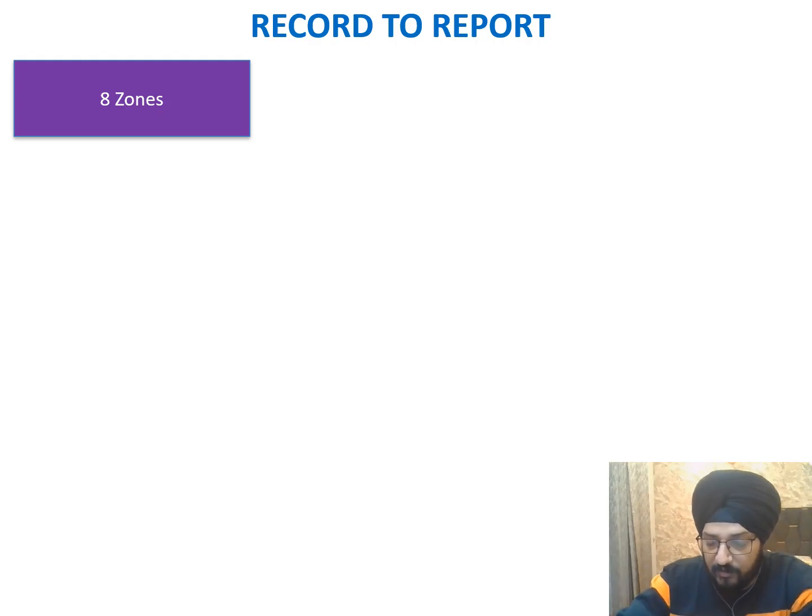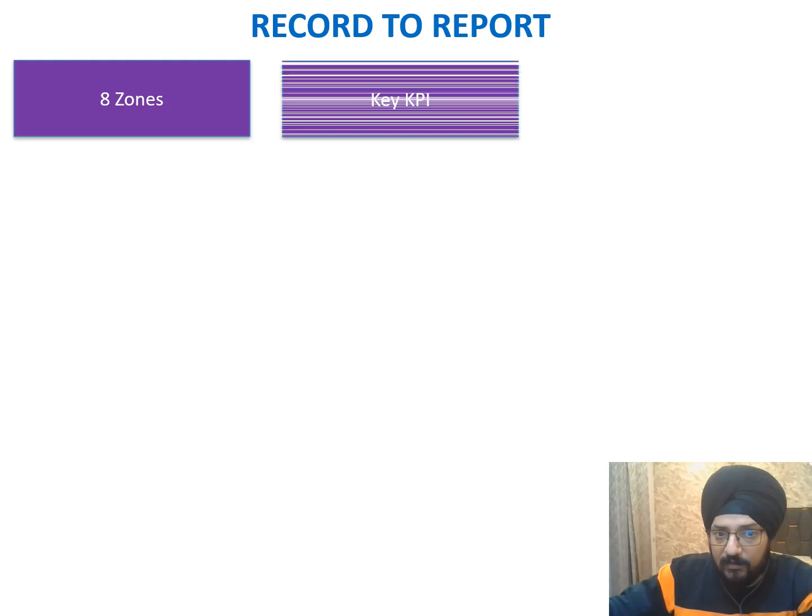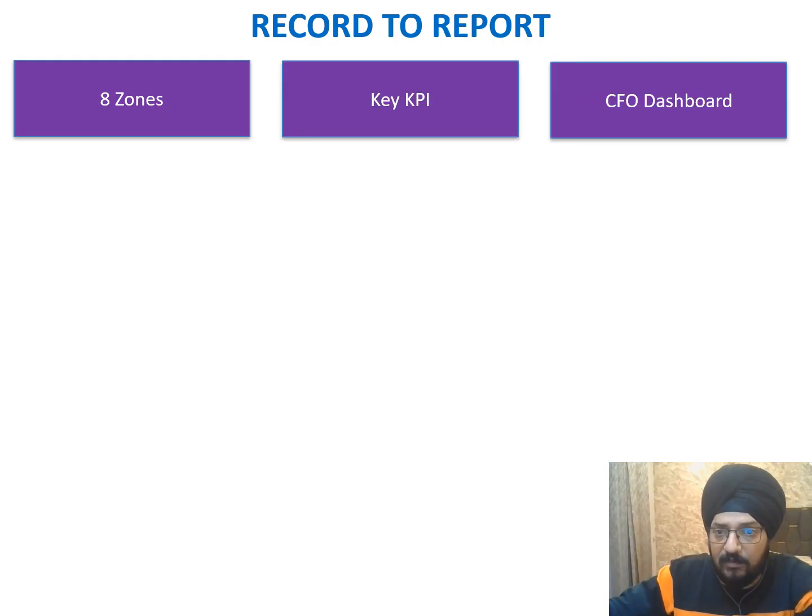Before using and consuming that information, it needs to be formatted, assimilated, looked into, and some reconciliation has to be done before a final adjustment entry can be passed. Then we have a final trial balance, and we use that trial balance to create our financial statements like the balance sheet, the profit and loss account, and then a statement of equity. So all this information is being created here. So let's just move ahead. So the 8 zones are one thing, then we have key KPIs, and finally the CFO dashboard.